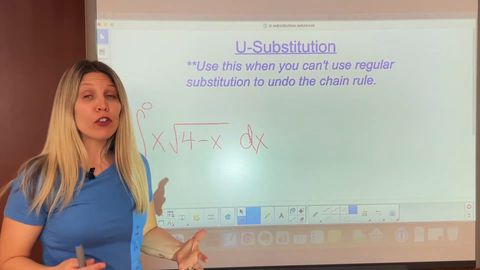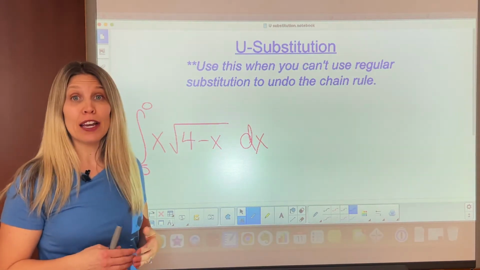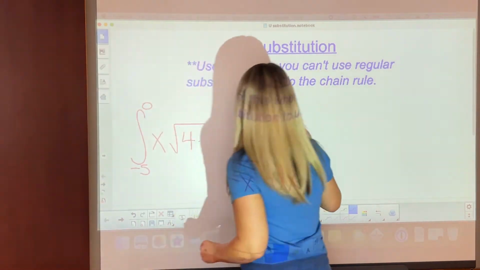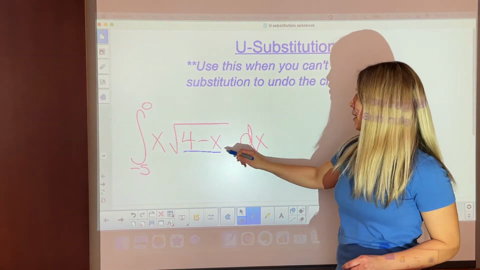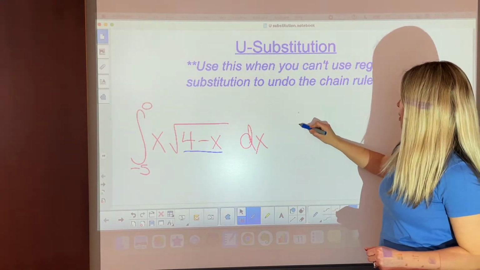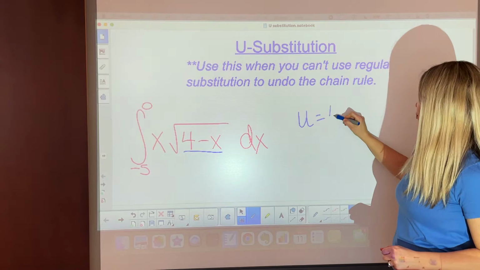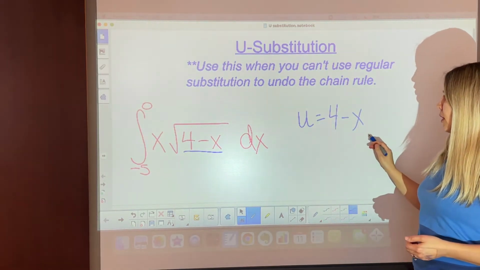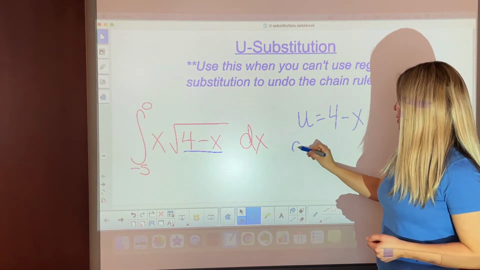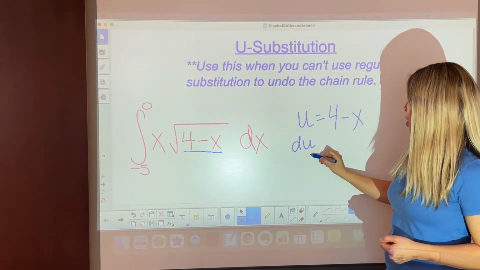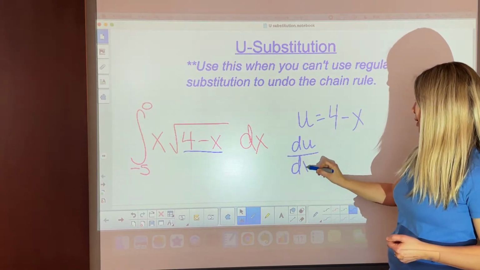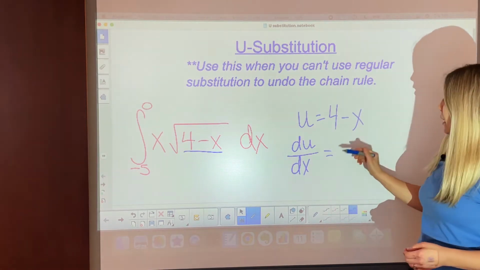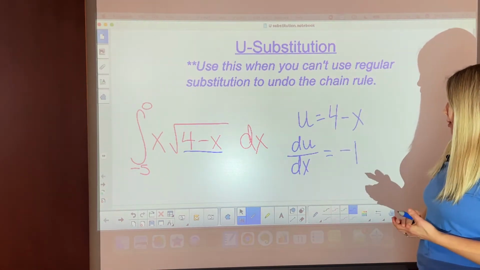For U substitution, the first thing you are going to do is identify your inside piece like we did for the other process. In this problem, my inside piece is 4 minus x. So I'm going to let U equal 4 minus x. Now we need to take the derivative of this line. So when I take the derivative of U with respect to x, because that's my variable, it equals -1.